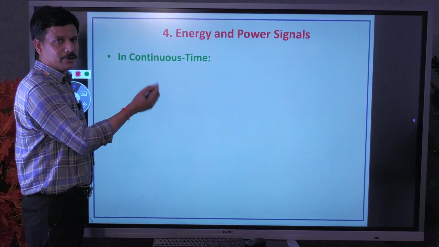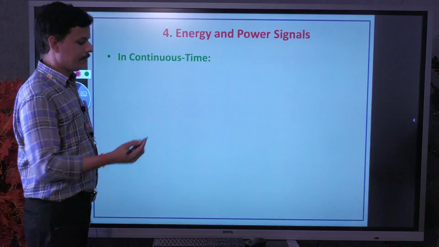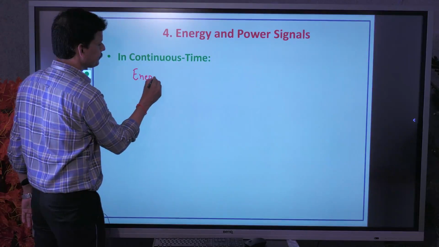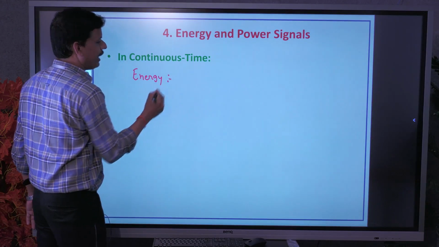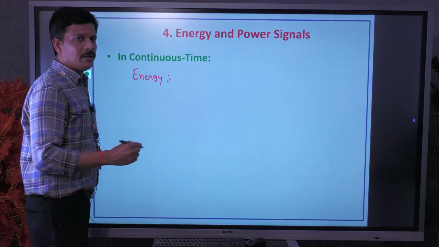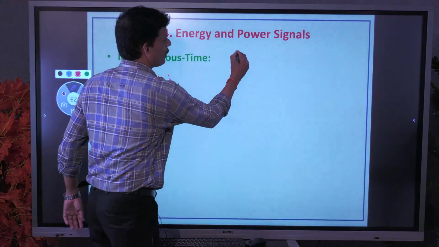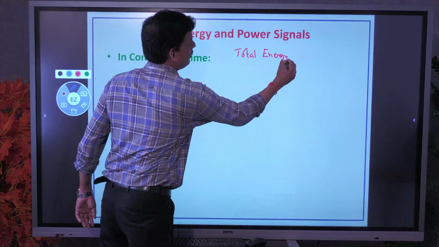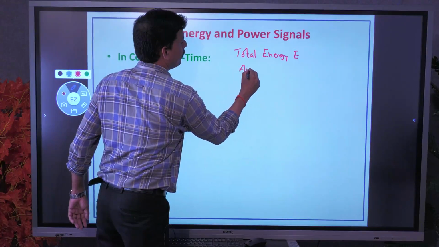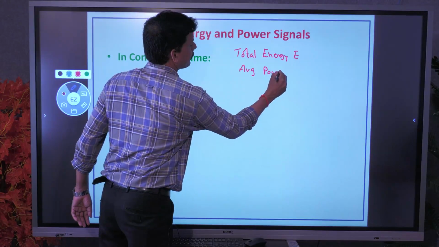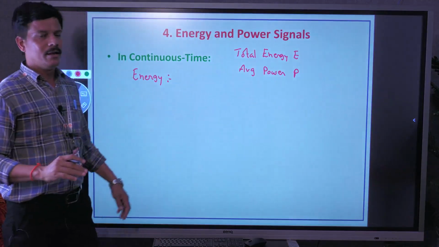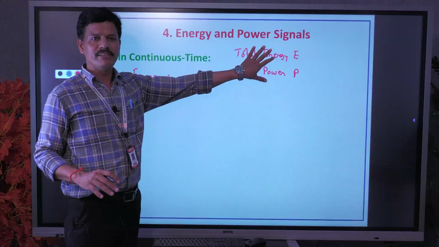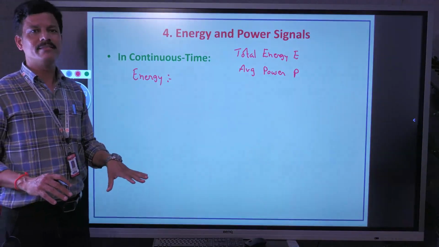First let us define in continuous time, later in discrete time. To define energy or power, we need to define two parameters: the total energy E and the average power P. For every given signal, we first need to define these two, either in continuous time or discrete time. Based on their values, we define whether the given signal is an energy signal or a power signal.